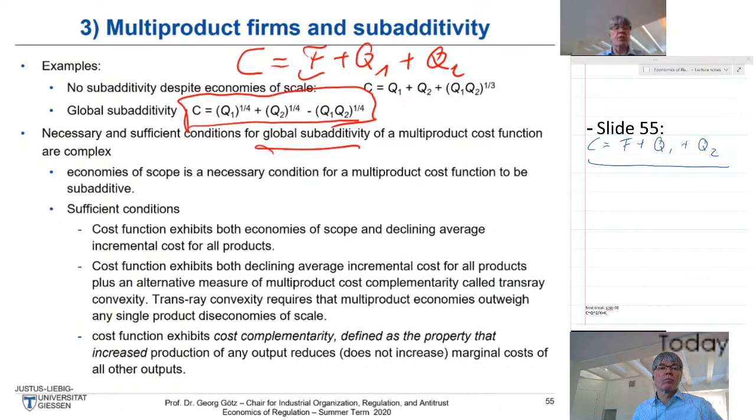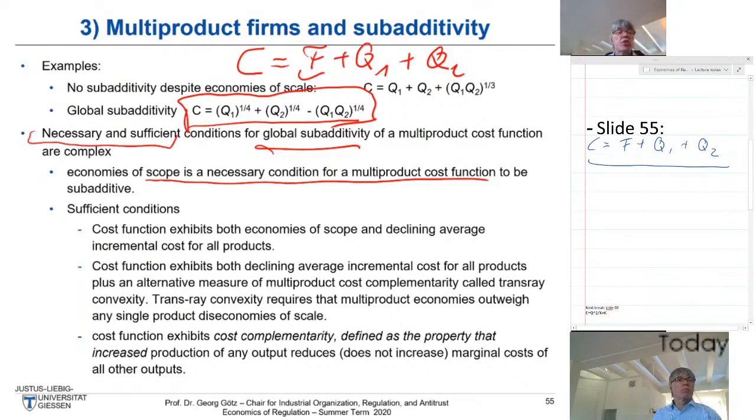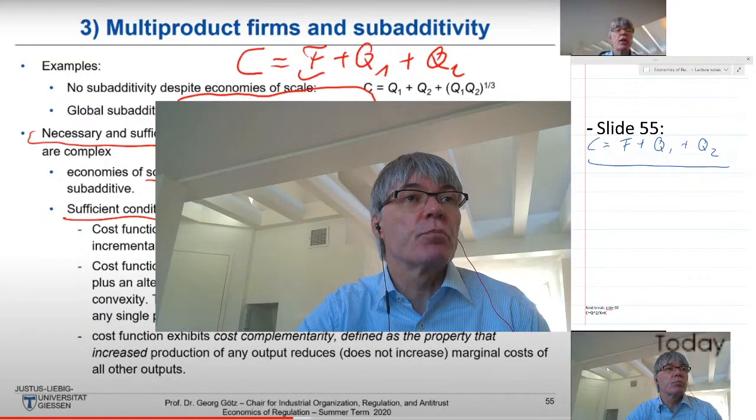The important point is that some economies of scope is a necessary condition for a multi-product cost function to be sub-additive. So if there are no economies of scope, it doesn't make sense to produce all of the different products in one company. And now, hopefully, you know the distinction between necessary and sufficient condition. If you have sufficient conditions, you know they are enough to guarantee the result, but there might also be other, not so strong assumptions which give you the same result. These would be the necessary ones. Of course, not for a multi-product function, but for sub-additivity here.